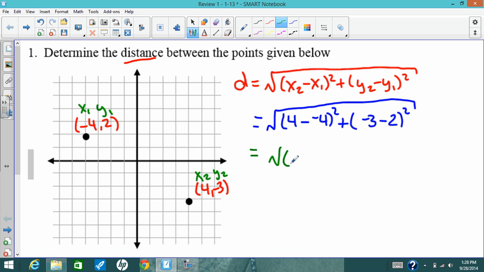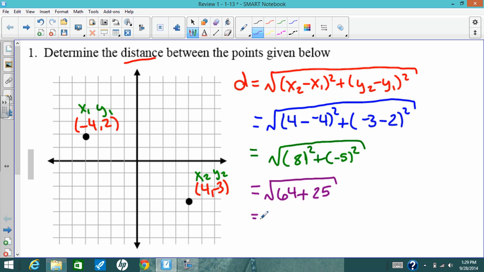Simplify inside the parentheses. 4 minus -4 is 8. Don't forget the squared. -3 minus 2 is -5. Again, don't forget the squared. Notice I keep writing the square root sign because I'm not done with it. I haven't done the square root yet. 8 squared is 64. -5 squared is positive 25. Any negative number squared is always going to be positive. I add these two guys together.